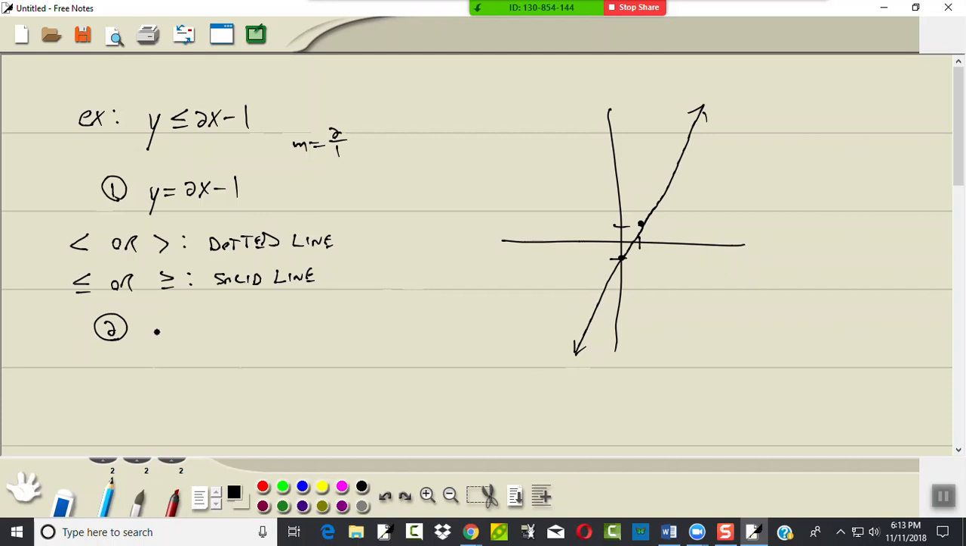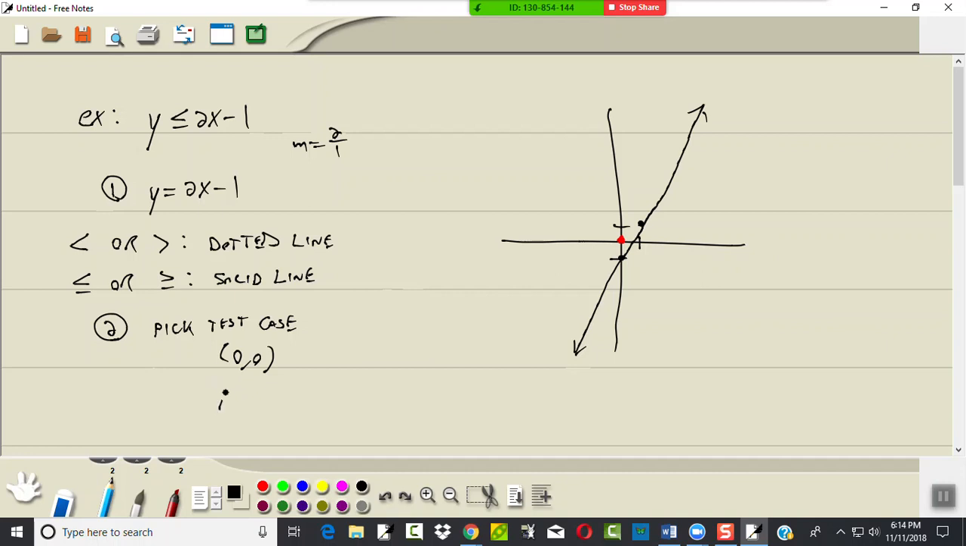Then we want to pick a test case. Now, a test case is just a point. It doesn't matter which side you pick it on. You just want to pick one that's really close to the line or on the line. If you can, you always pick the origin. That's always a really good one. And I can tell the origin is definitely on the left side here. So I'm going to use 0, 0. And what I'm going to do is plug this back into my original inequality and see if it's true or false.